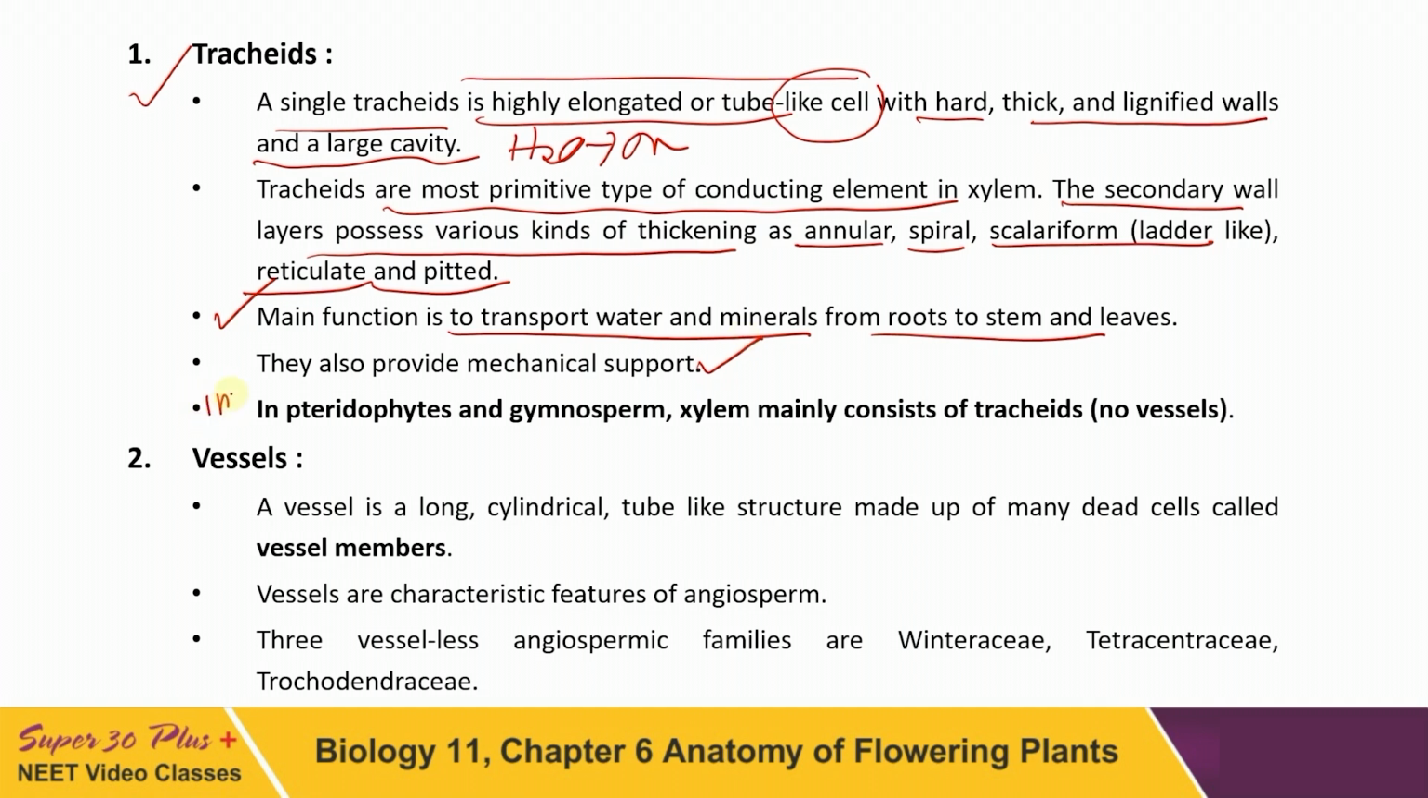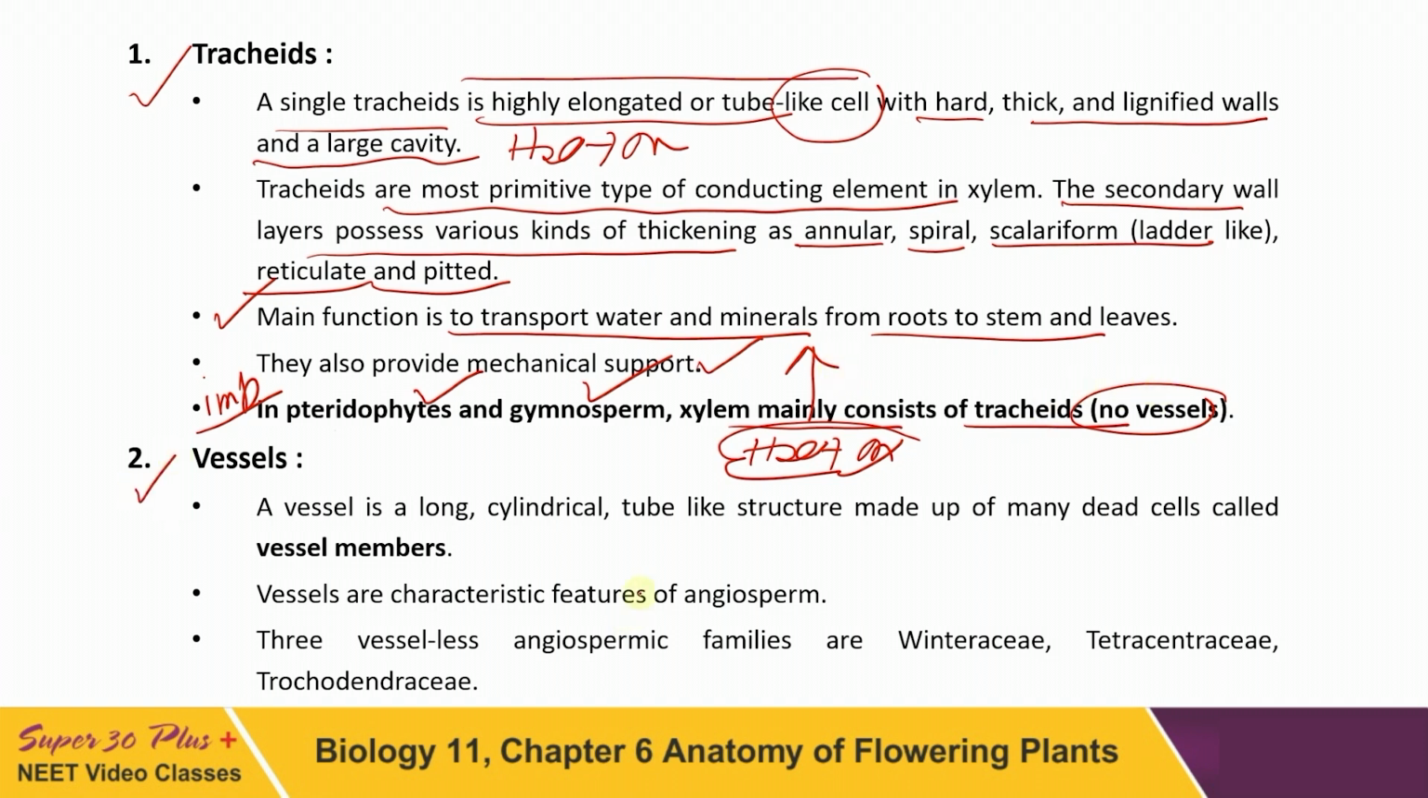And very important: pteridophytes and gymnosperms mainly consist of tracheids. Therefore, in pteridophytes and gymnosperms, as the vessels are absent, the water and minerals will be transported only through tracheids, because the vessels are absent. Is it clear? Come to the next now.